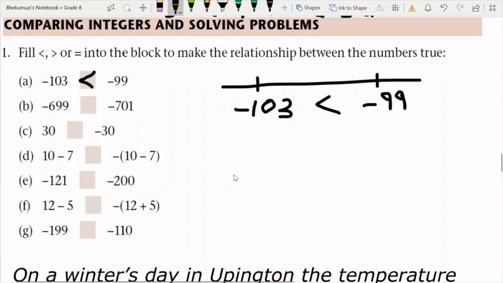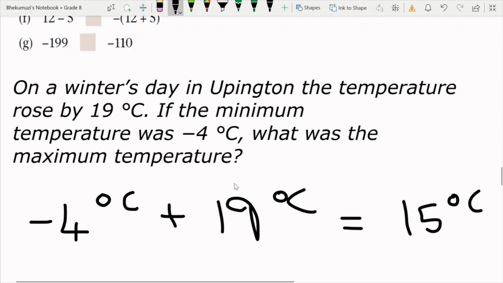Okay. And then we have another example, and this is a problem example where it says, on a winter's day in Upington, the temperature rose by 19 degrees. If the minimum temperature was -4 degrees, what was the maximum temperature? So how would we calculate this, right? We would calculate this by saying -4 degrees plus 19 degrees, and when we add it together, it will give us 15 degrees. How is that possible? It's because when we add, it still uses the same method, and you'll find the answer.